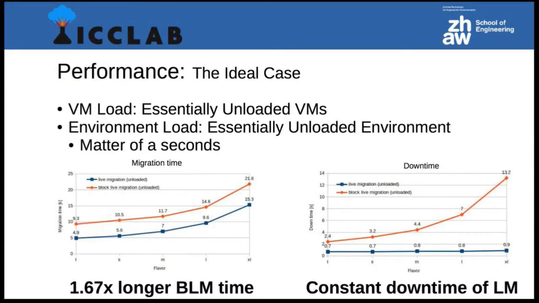So first of all, we try to spawn various flavors of VMs from tiny to extra large, and on the essentially unloaded servers and essentially unloaded VMs, you can see on the charts the live migration is a matter of seconds in both cases, in live migration and block live migration. But what's more interesting, that by default, the live migrations provide the constant downtime, while the block live migration downtime increases with the migration time.